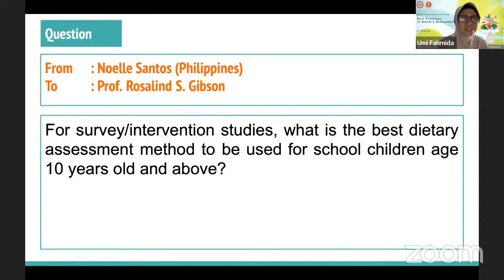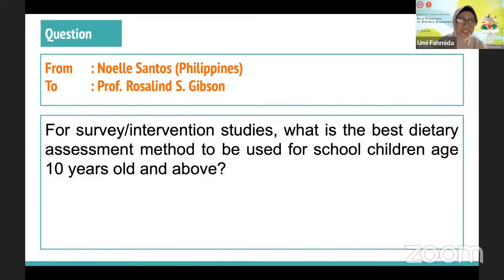This is from Noel Santos from Philippines, asking for survey or intervention studies, what is the best dietary assessment method if it is for school children aged like 10 years and above? What do you suggest? So this isn't for a national survey, this is for an intervention study. Well, my view is that if you want to get accurate data on school children between 10 years and above, you're better off using weighed records.